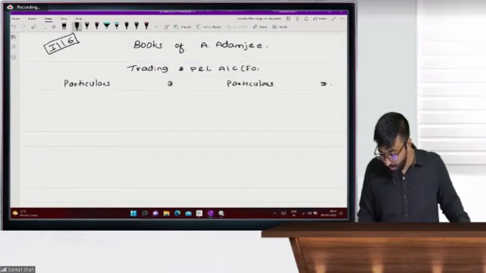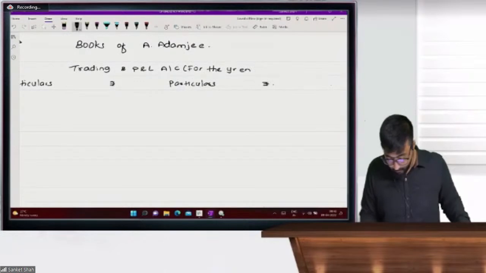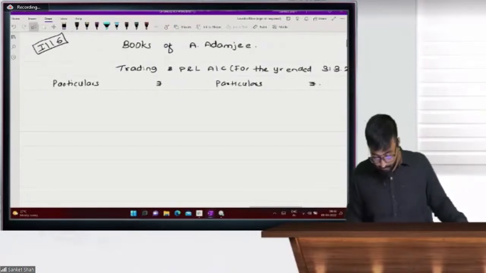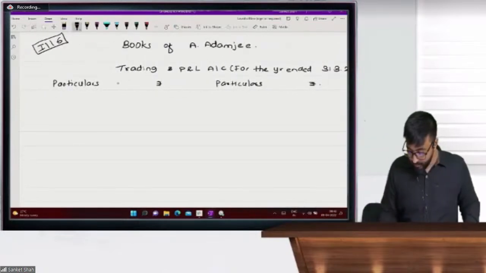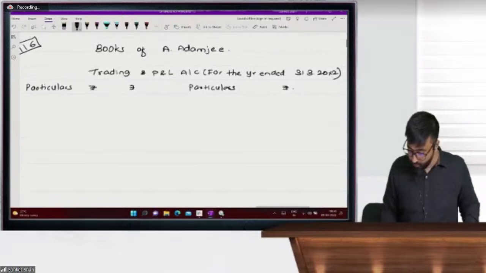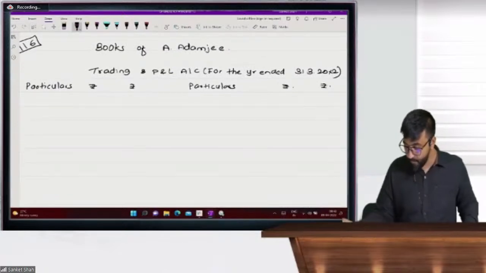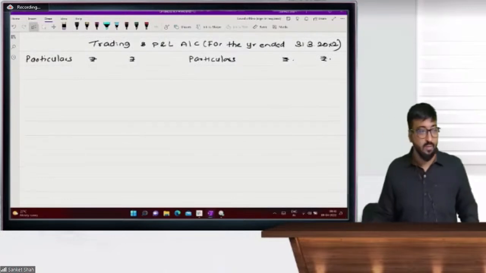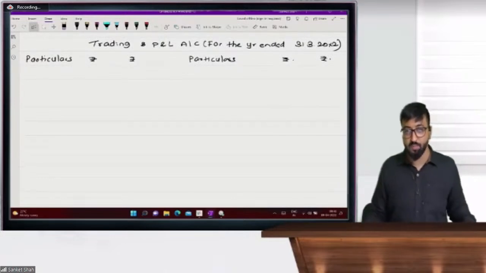If you have space, beta, you can write for the year ended 31st March 2002. Inner column also rupees. Why? Because cash purchases and credit purchases. Particulars rupees, particulars rupees, rupees.